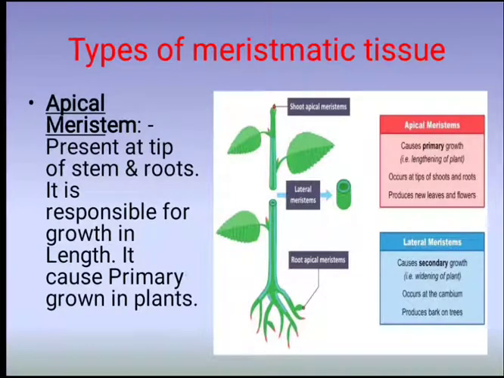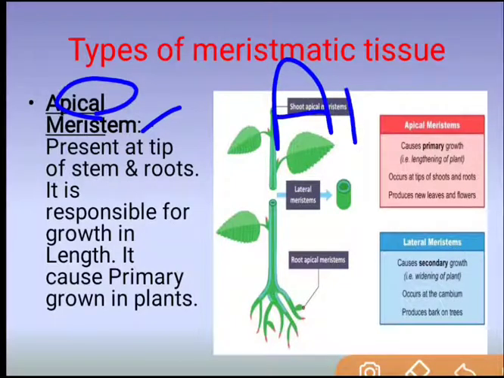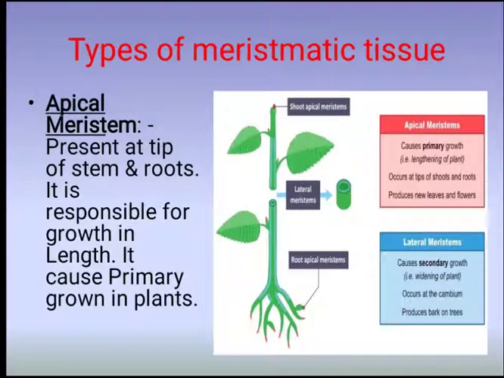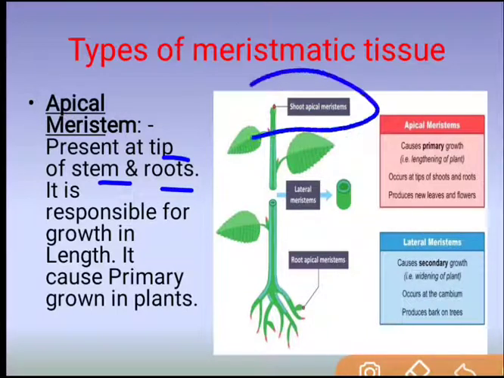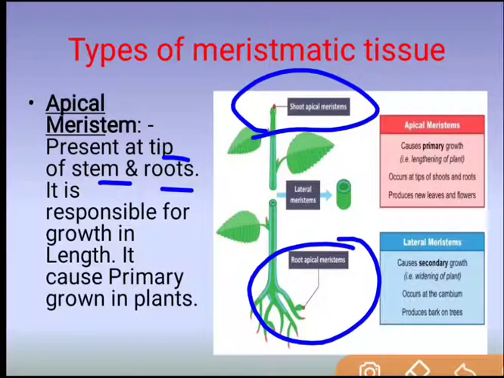Meristematic tissue, as I told you, is of three types: apical, lateral, and intercalary. First we take apical meristem. Apical means apex. You can see, apex means it is present at the tip of stems and roots. You can see here the shoot apical meristem and the root apical meristem, meaning it is present at the tip of stems and roots, and it is responsible for growth in length.